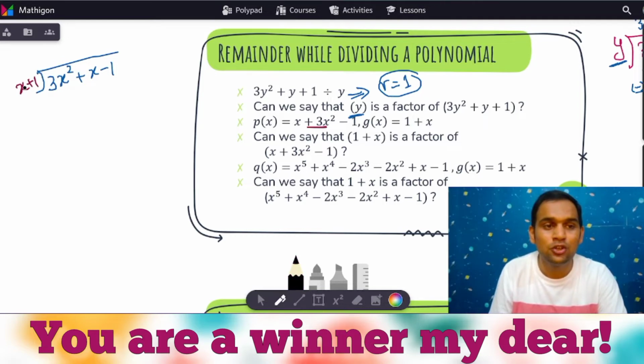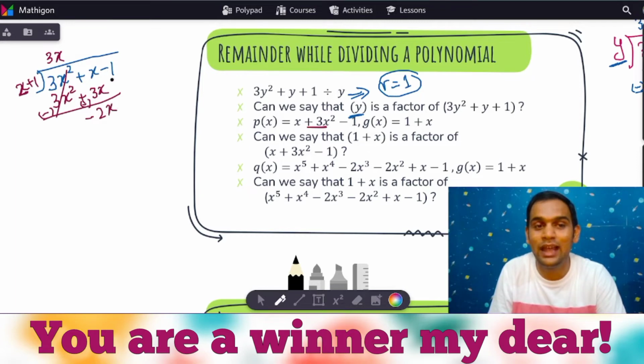Let's get going. So what should you multiply to x to get a 3x square? So we must multiply 3x. So 3x multiplied by x, you get 3x square. And then 3x multiplied by plus 1, you get plus 3x. Yes? So now the sign changes, minus, and this becomes minus 3x minus 3x square, this gets cancelled out, we get 0. So x minus 3x, we get minus 2x, and this minus 1 comes down.